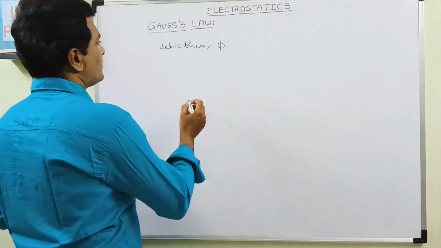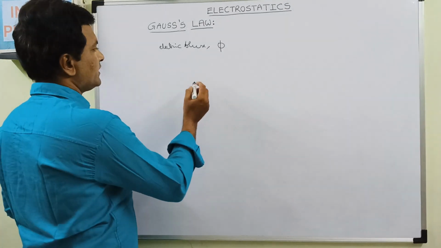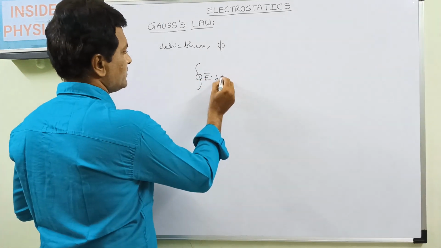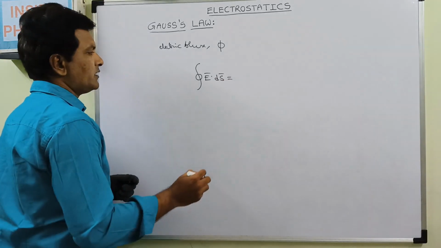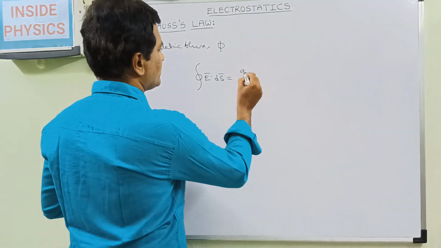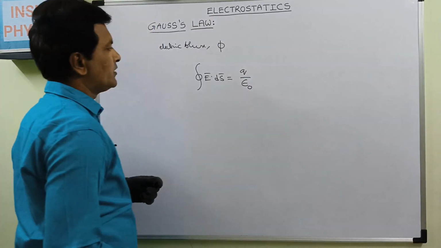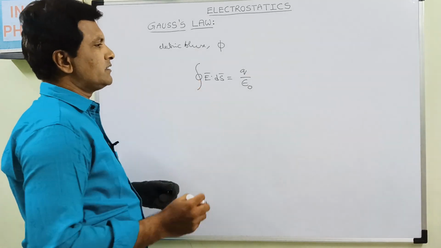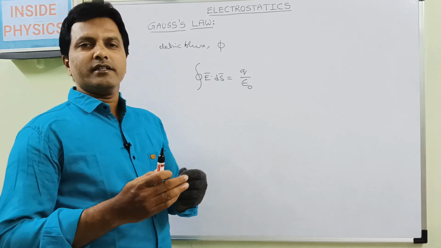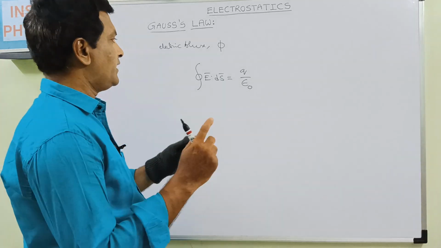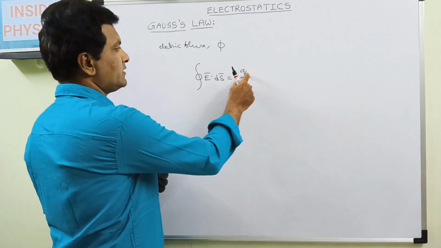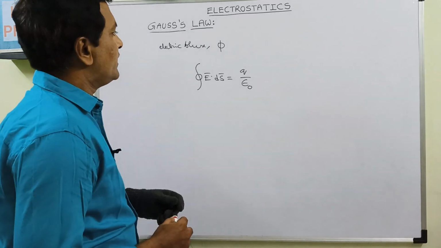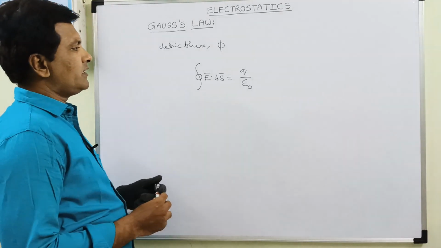So in mathematical form, the Gauss theorem can be represented as the closed integral of E bar dot ds bar is equal to q by epsilon naught. So this is the mathematical form of Gauss law. This circle represents that the bounded surface, that is called Gaussian surface, should be a closed one, and the charge present inside the closed surface is q.